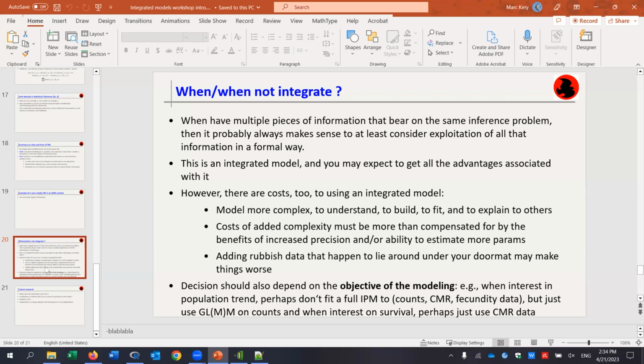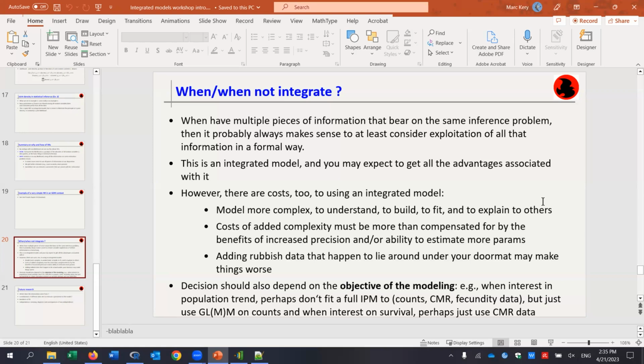But there are costs also of using an integrated model. The models are really more complex. They're harder to understand. They're harder to build. They're harder to fit, and they're harder to explain to others. So there's a whole complexity cost of these integrated models. And therefore the costs of this added complexity must be more than compensated for by the benefits that you gain of an integrated model, which is increased precision and/or the ability to estimate additional parameters.